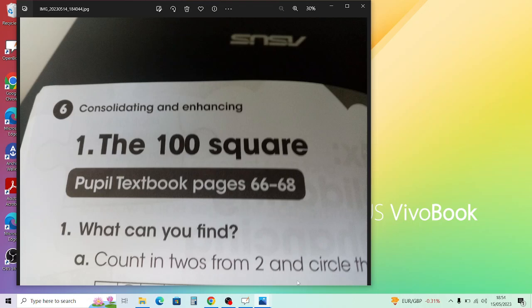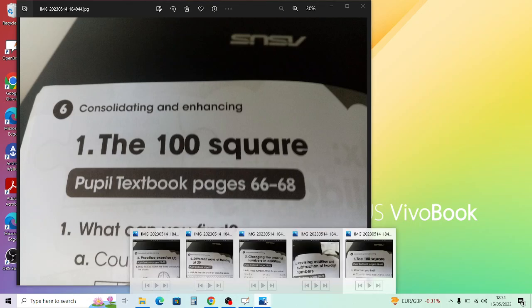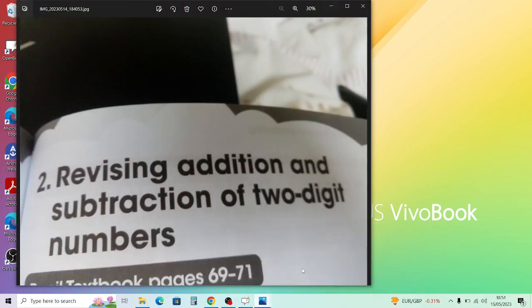Moving on to the next section, which is number 2, revising addition and subtraction of 2-digit numbers. Question 1, sort the calculations into the table, adding a 1-digit number to a 2-digit number without carrying. So that's without carrying, adding a 1-digit number to a 2-digit number. So that's 31 plus 4, and so on and so forth. Without carrying will be in the top box. Then adding 2-digit numbers without carrying, and with carrying.